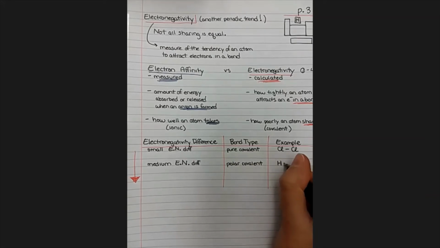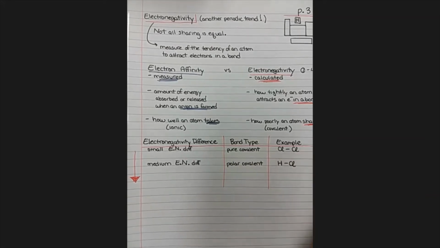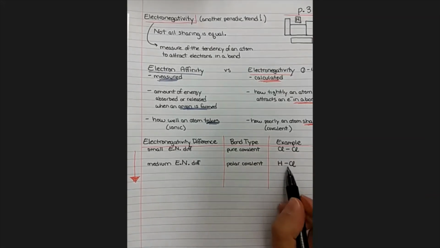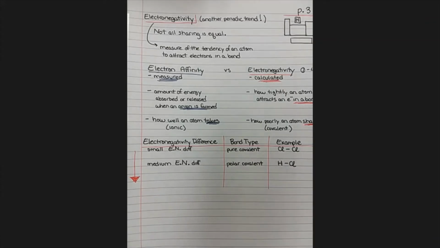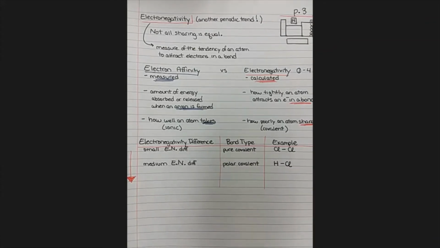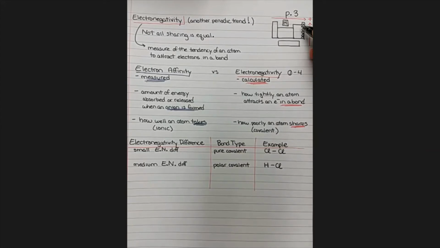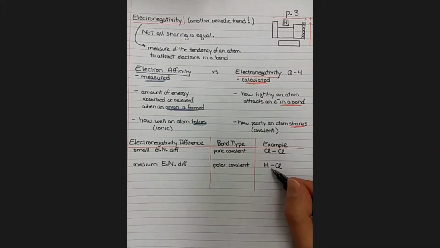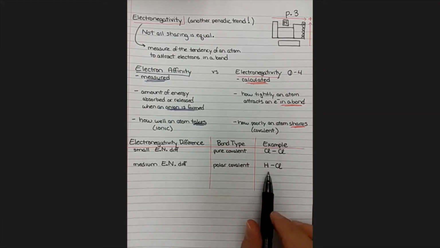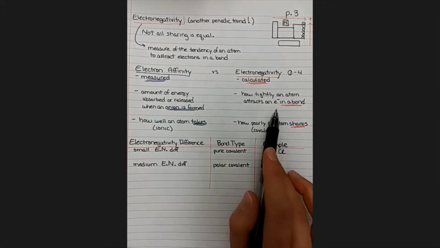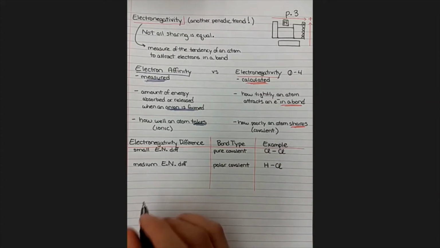An example of a polar covalent bond might look like this. So the chlorine is very electronegative. It's very close to that top right corner over here. And the hydrogen is somewhat electronegative. It's sort of in the middle in this new position we've given it. And so they have somewhat of a difference, and chlorine is going to be hogging most of the electron density.